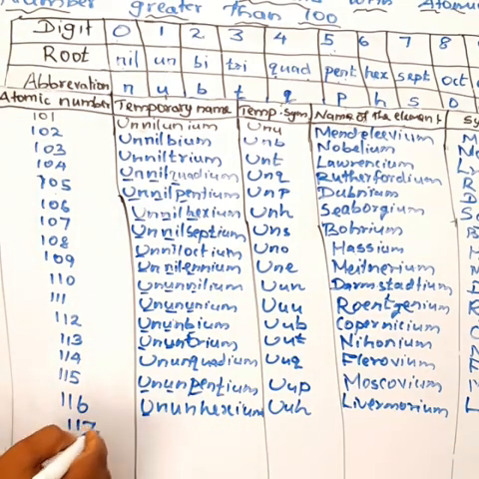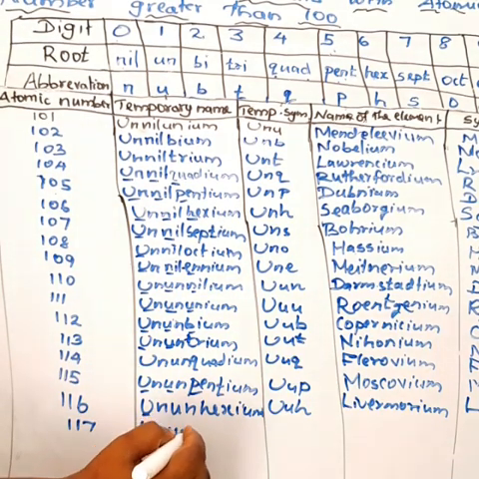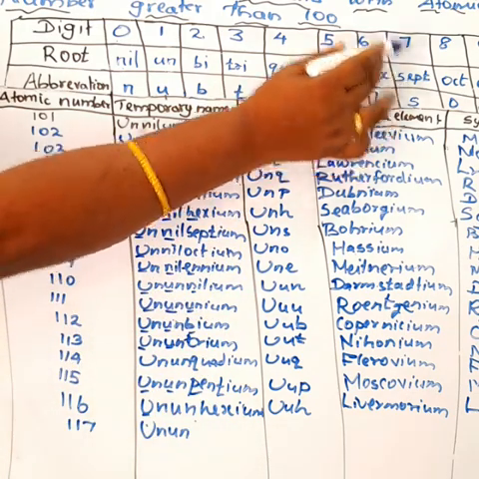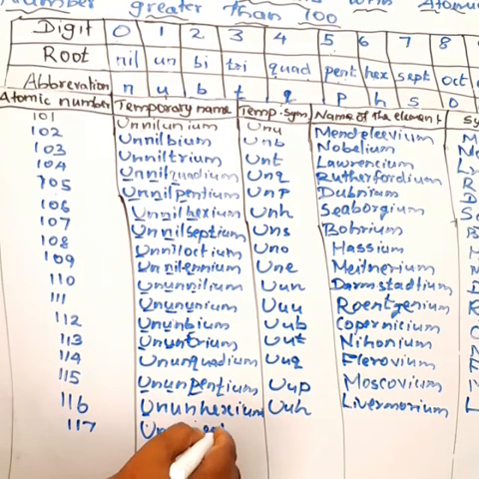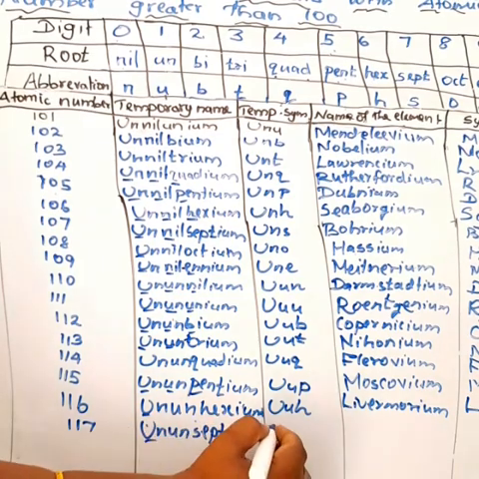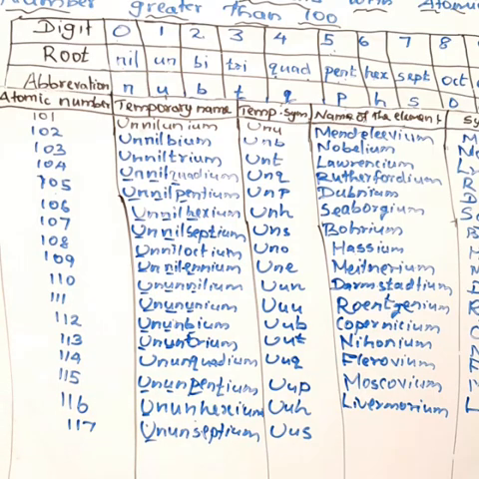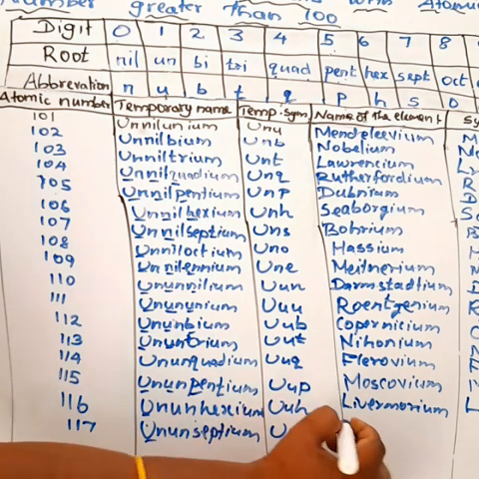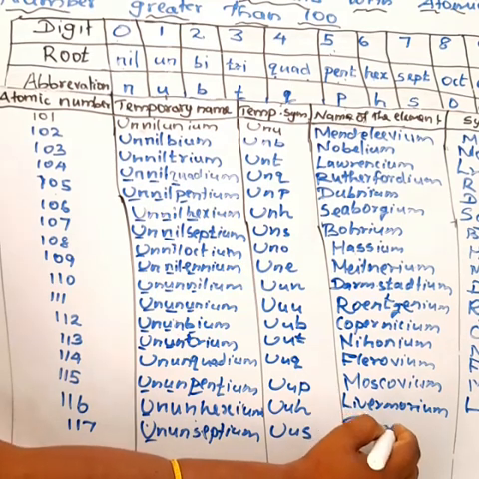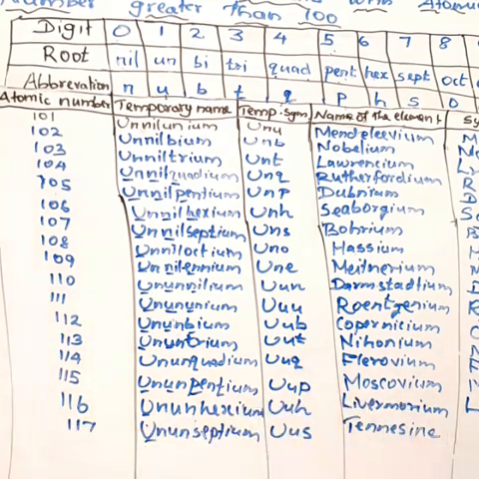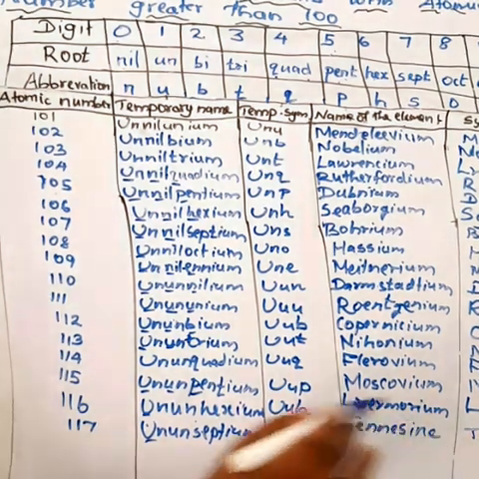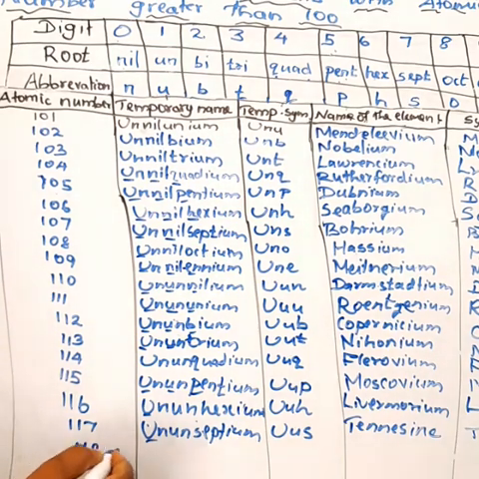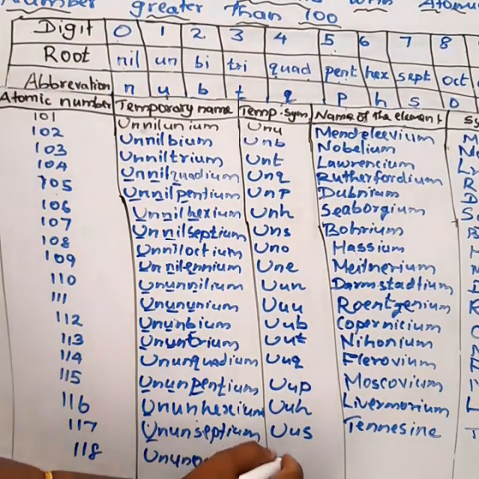Temporary name: un for 1, again un for 1, and 7, what is that root word? Sept. Root word sept, and ium is the suffix. Temporary symbol u for un, again u for un, and s for sept. And element name tennessine, symbol Ts. Okay. After that 118 temporary name: un for 1, again un for 1, and oct for 8. Oct and ium is the suffix. Symbol u for un, again u for un, and o for oct.